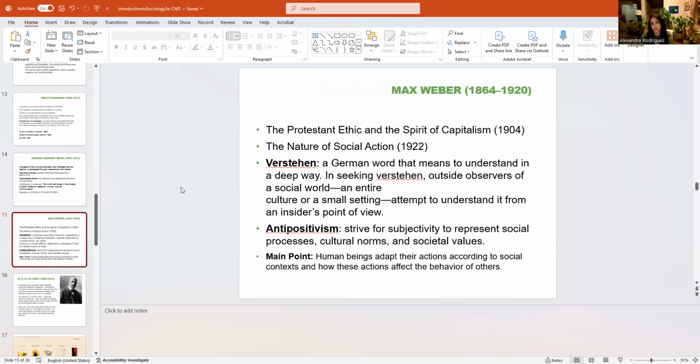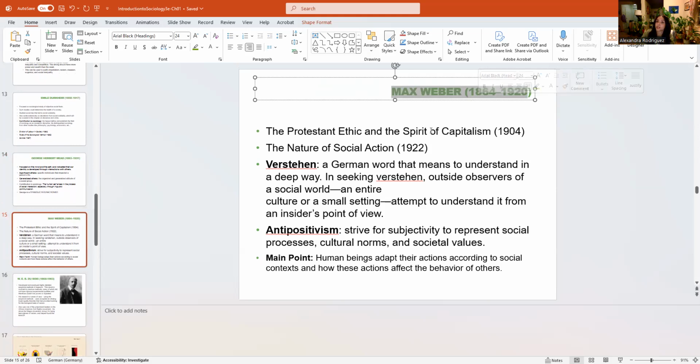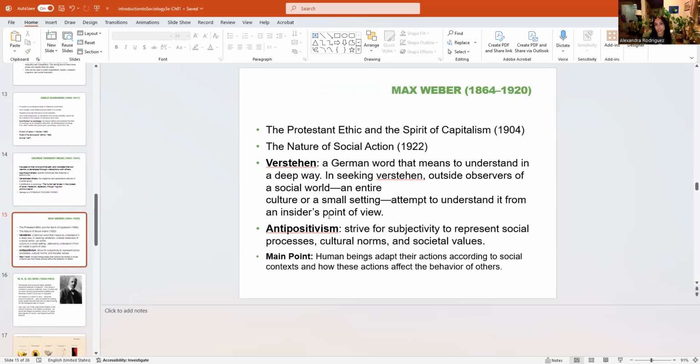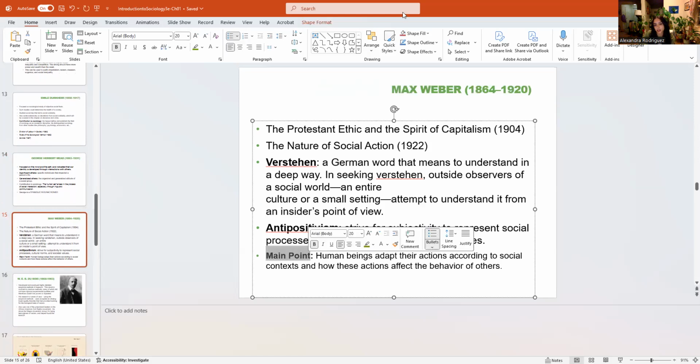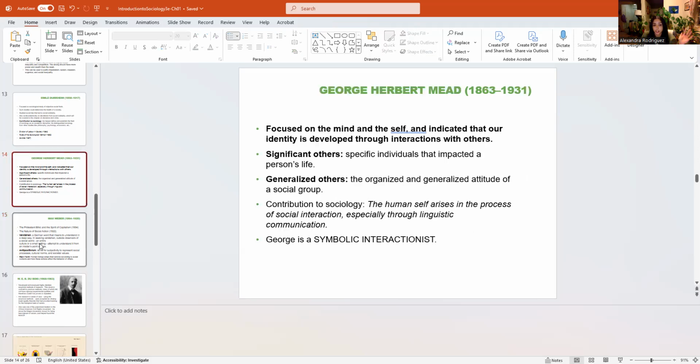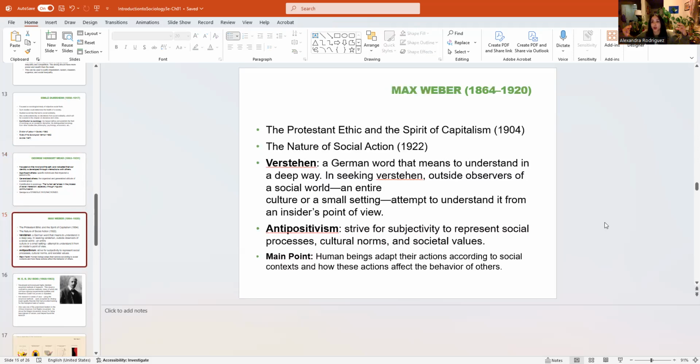Weber, what I can tell you is, if you want to sound smart, it's Max Weber, spelled Weber, but it's pronounced Veber, like if you were to say it with a V. I don't really care for him too much, but we can get more into some of these other things in class. The main point that he has is that human beings adapt their actions according to social context and how these actions affect the behaviors of others. So again, also kind of symbolic interactionist, right? He's looking at how our behaviors and the way that we portray ourselves and the way that we communicate impact others.